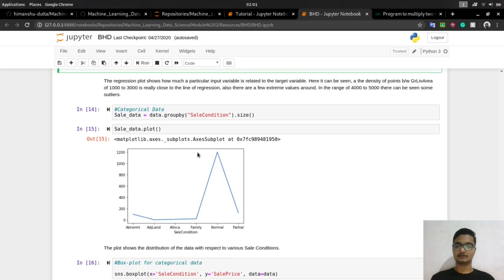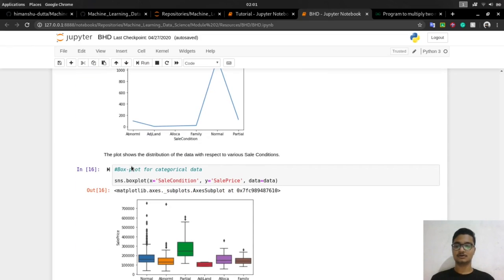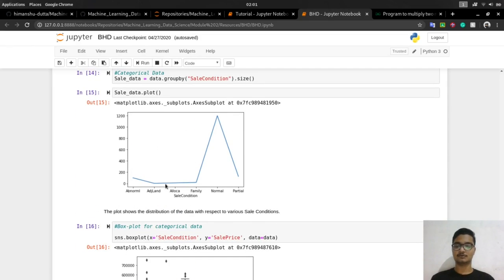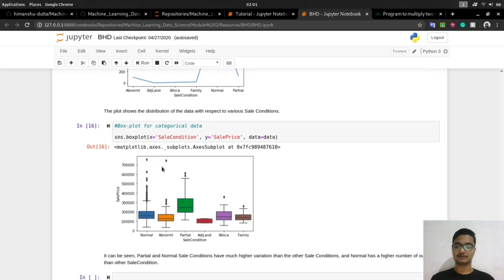distribution. So yeah, so sales condition has a different distribution like this. Abnormal has this much, ADG adjusted land or something allocated, family, and all these distribution over categories have different values of sales price. So from this graph or any other graph, we draw insight how those are related, means how a particular column relates to the target column that we have to predict.